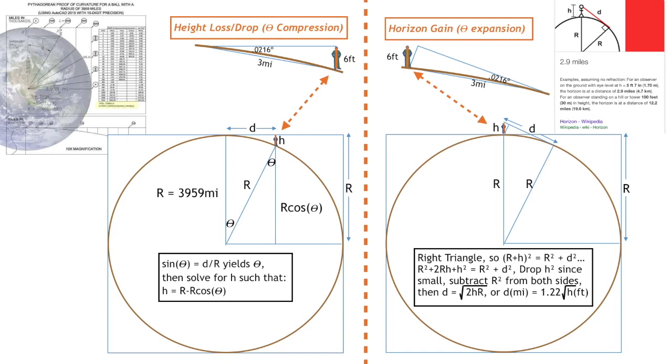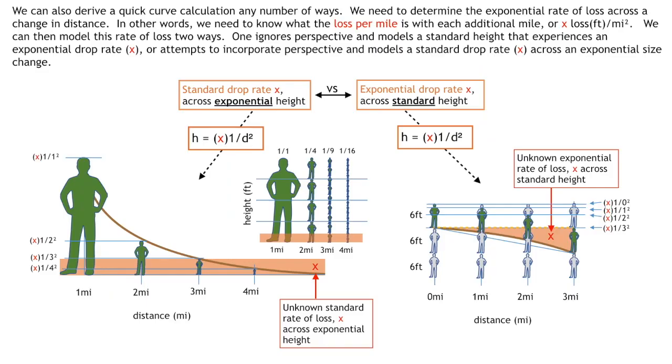And you can see the exact same formula here on the Wikipedia horizon example, saying that the average person, say about 6 foot, can see about 3 miles, which is, again, just angular resolution. So we can also derive a quick calculation formula any number of ways.